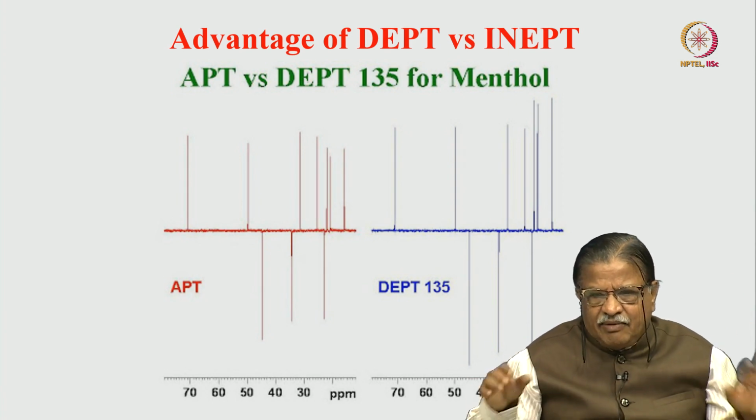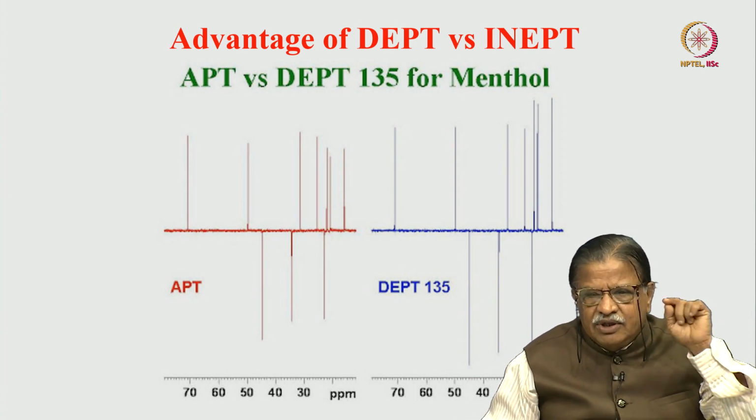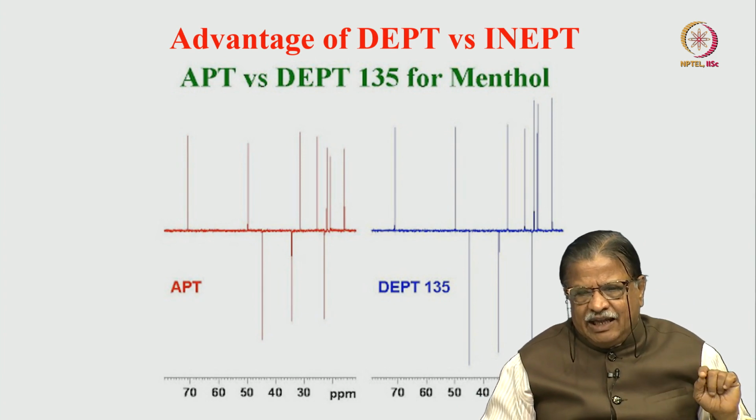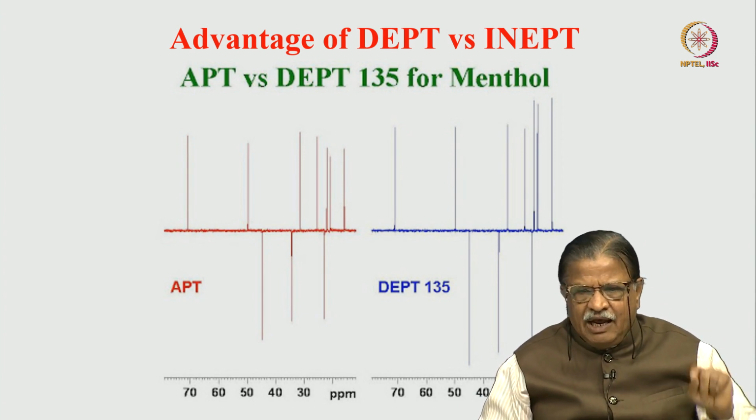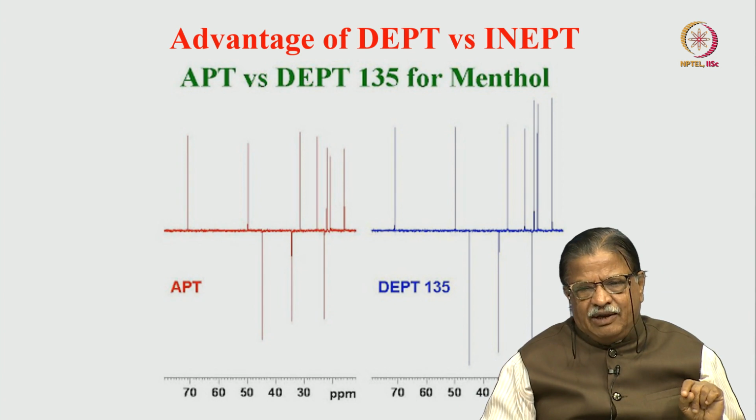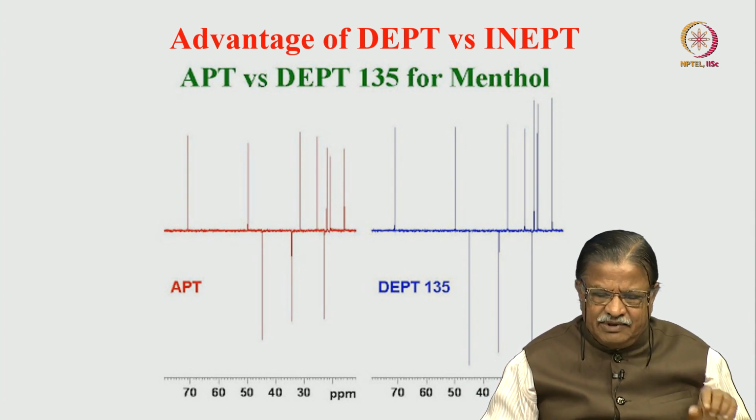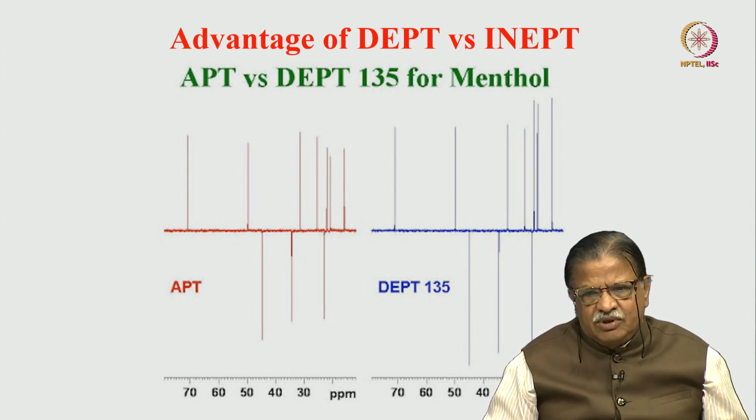And I showed some examples of how we have to perfectly set the 90 degree pulse for the DEPT experiment, and how missetting of the J value can give rise to problems. These are all certain tricky issues which one should remember.